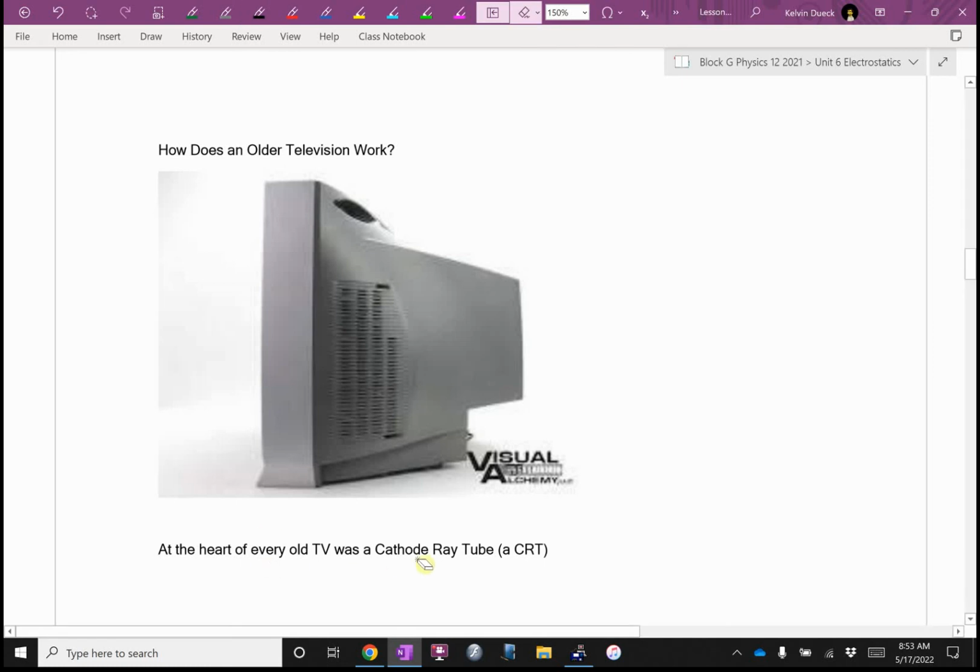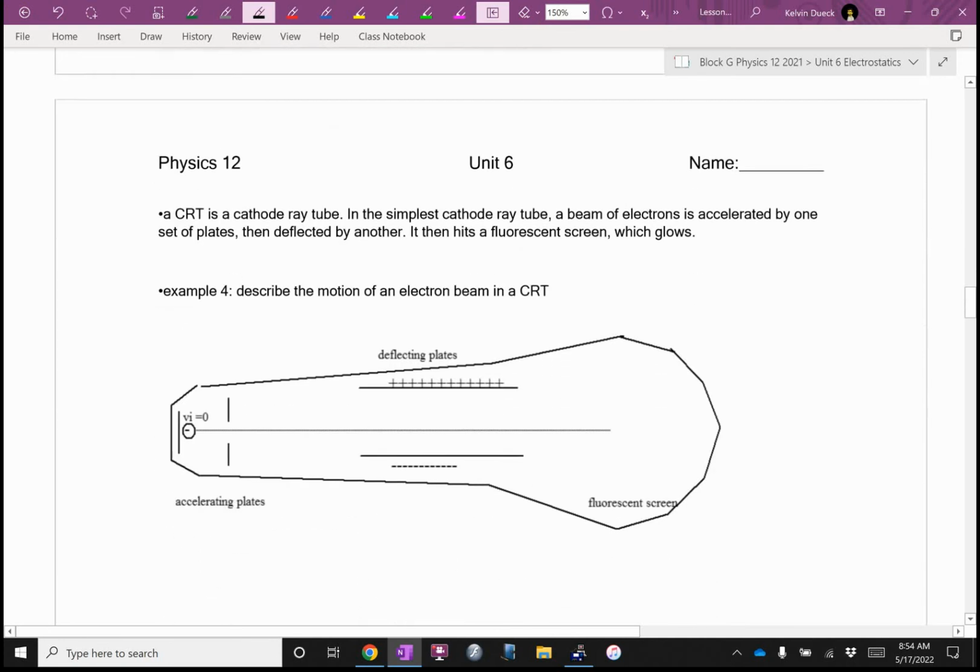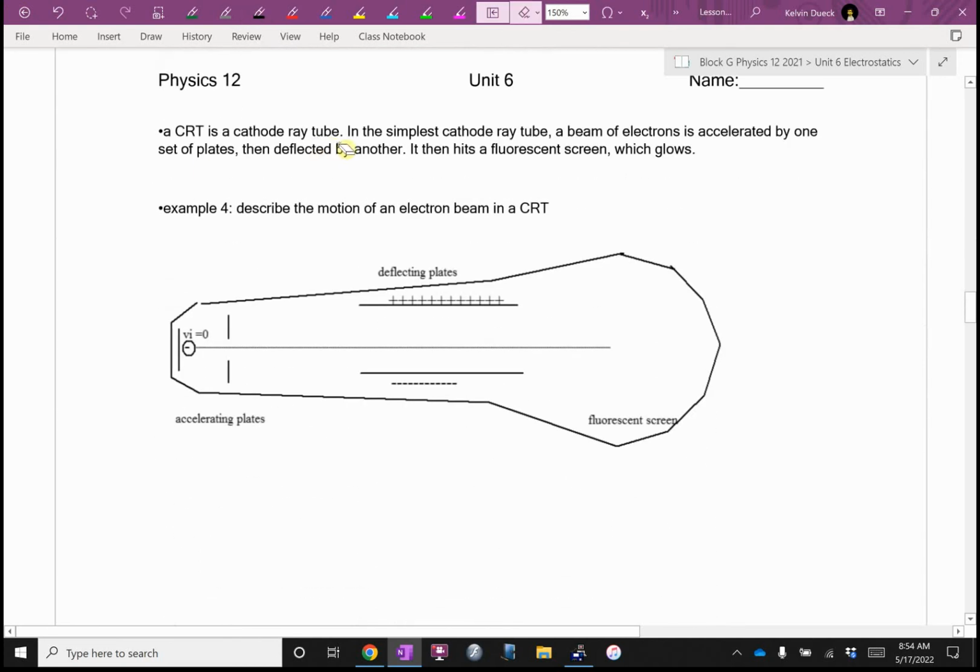At the heart of every old TV was a cathode ray tube. There was a tube back here, an electron gun. Except the first person to invent this didn't realize that they were electrons. He called it a cathode ray. We now know that they're electrons. The abbreviation for a cathode ray tube is a CRT. These used to be called CRT screens. So a CRT is a cathode ray tube, an electron gun. In the simplest cathode ray tube, a beam of electrons is accelerated by one set of plates, then deflected by another. It hits a fluorescent screen which glows.